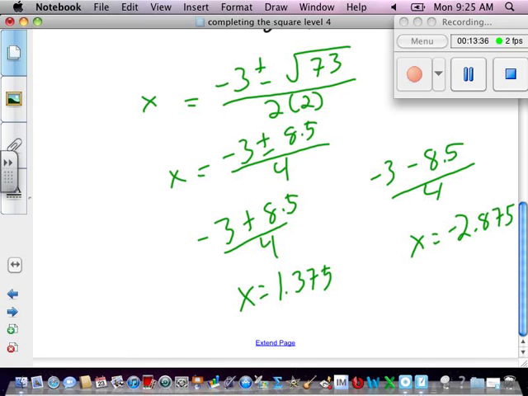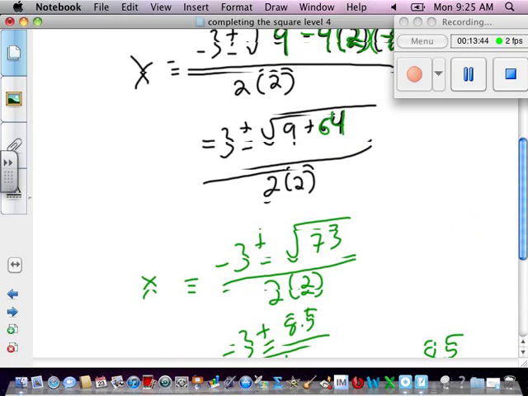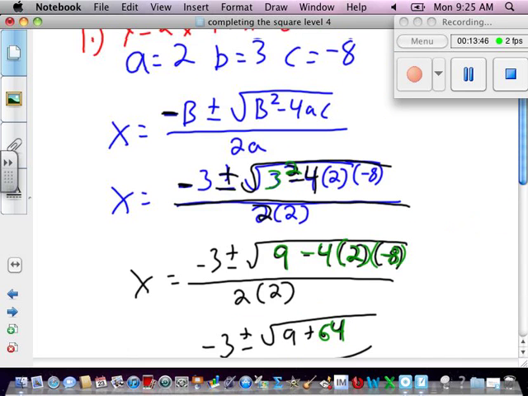Do I need to back up for anybody? Want me to explain what I did again? Yes. Do you want me to do it from the beginning? Yes. All right. I'm going to go from the beginning. How do we feel about plugging it into the formula? We know that we've got A is 2, B is 3, and C is -8.